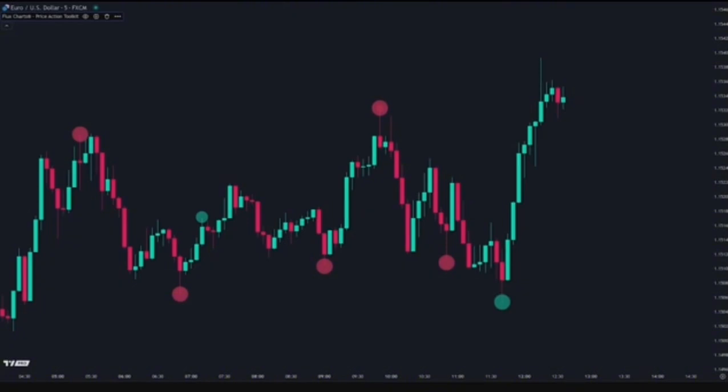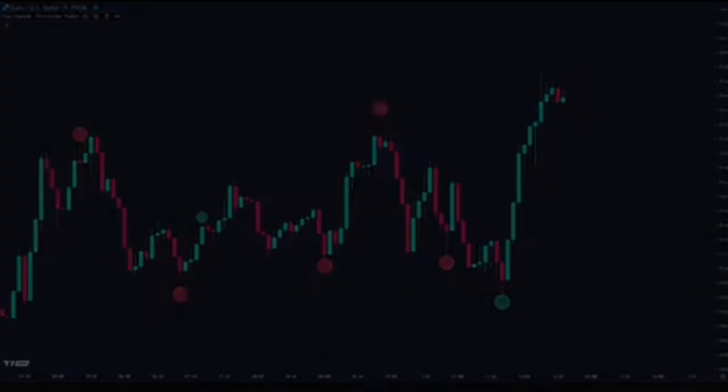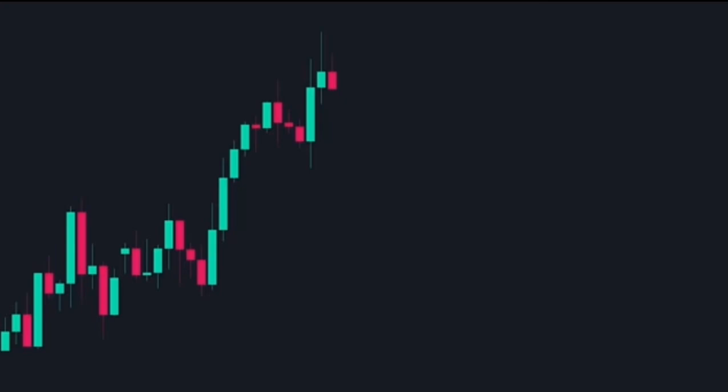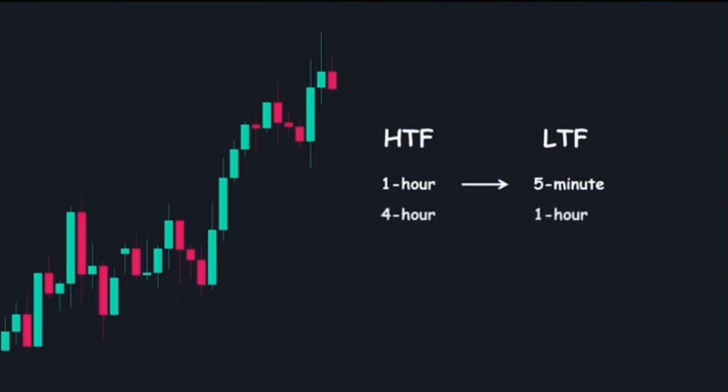Now, let me show you how this trading strategy works on the chart. This trading strategy uses two time frames. Our suggested combination is the 1 hour and 5-minute time frames, but you can use other time frames as well. Just remember, your entry time frame should be at least 2 times lower than your analysis time frame.